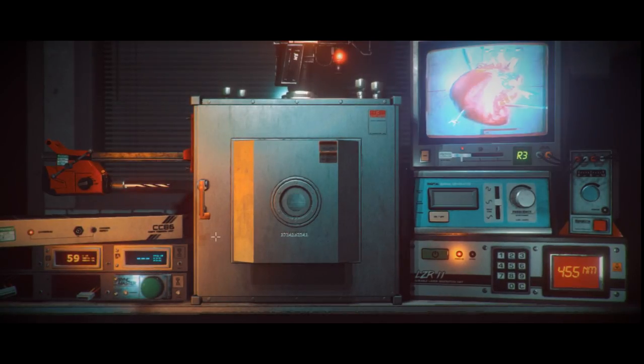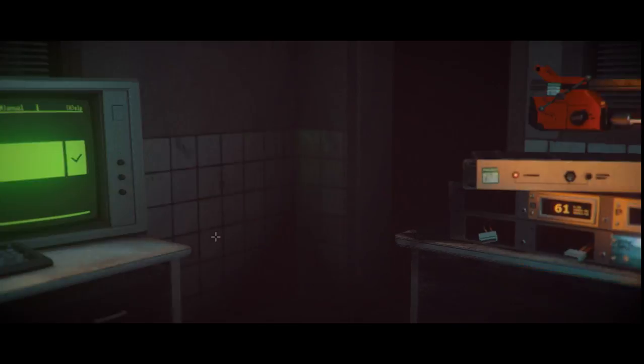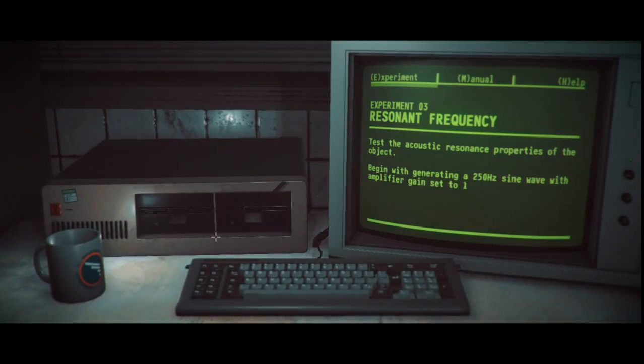Well, would you look at that? It seems we have a pulse. Rhythm is stable. There's no activity registering in the core. It's possibly damaged. Let's push further. Experiment 3. Resonant frequency. Test the acoustic resonant properties of the object. Begin with generating a 250 Hz sine wave with amplifier gain set to 1.